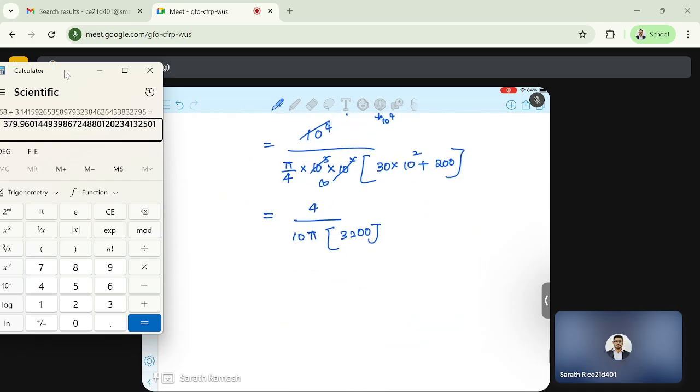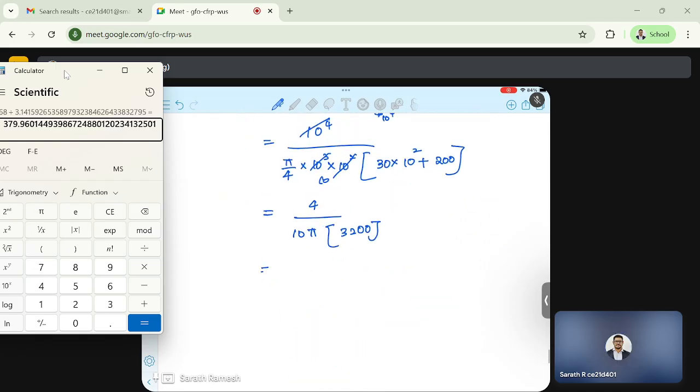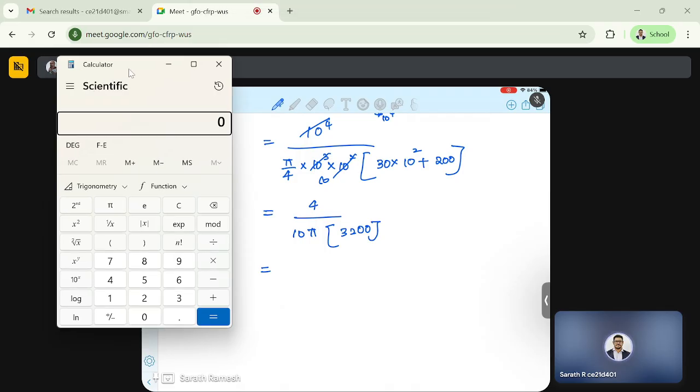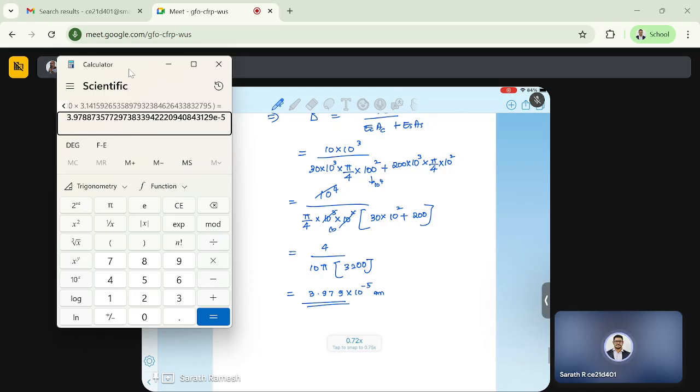Okay, this is the deflection in mm, so it's very low. It's of the order of, I guess, micrometer. Let's compute the value. So 4 divided by 3200, 32,000 into pi. That gives 3.979 into 10 power minus 5 mm. Okay, it's very low. Fine. But still, this is the final answer, delta.